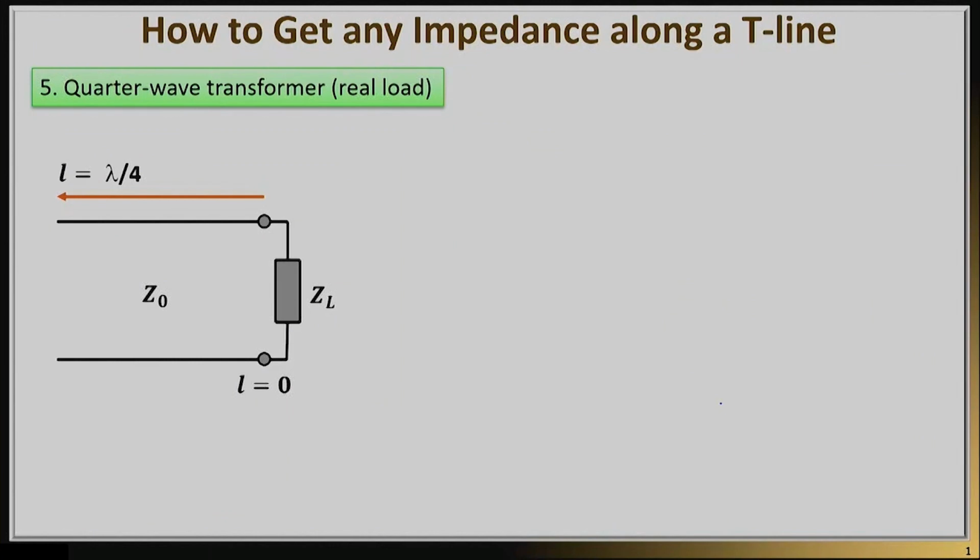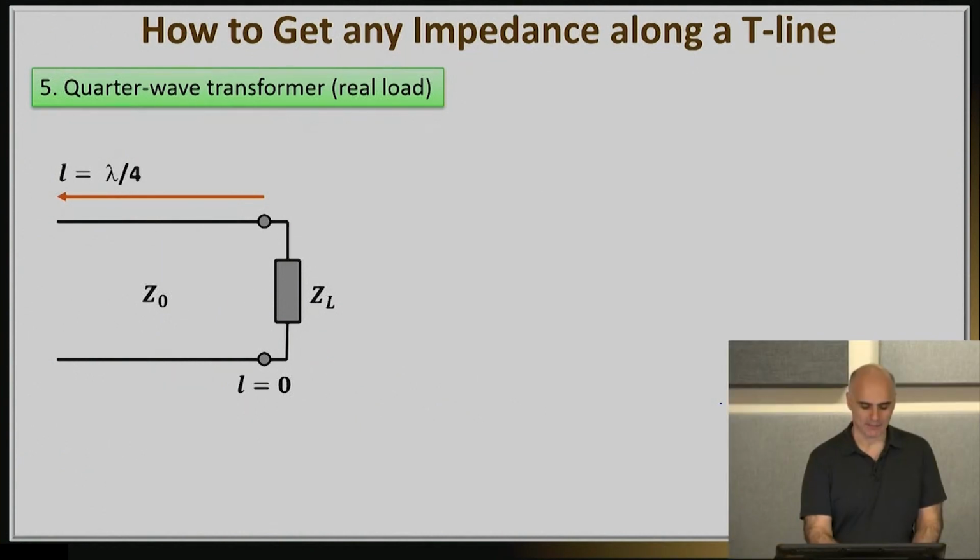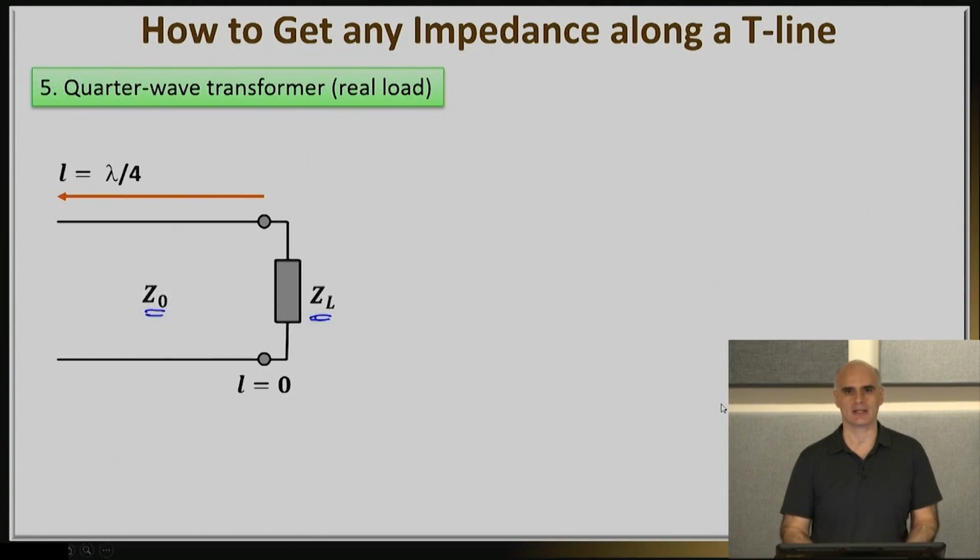So in this video, we're going to see another amazing effect of a transmission line, and specifically we're going to study the quarter wave transmission line. So the setup is as shown in this figure. We have some type of a load, ZL, connected to a transmission line that has a characteristic impedance of Z0. Now what we're really asking is, what happens if I move just a quarter wavelength away from this load?